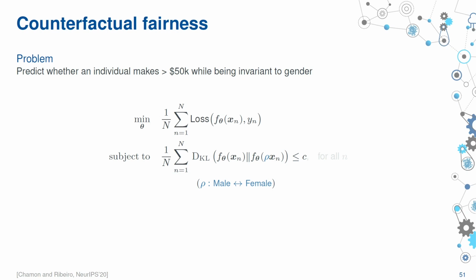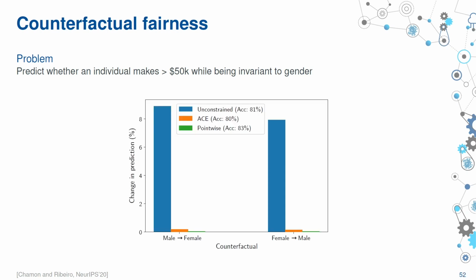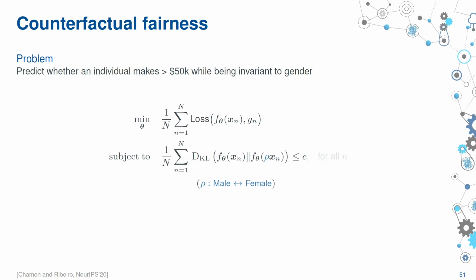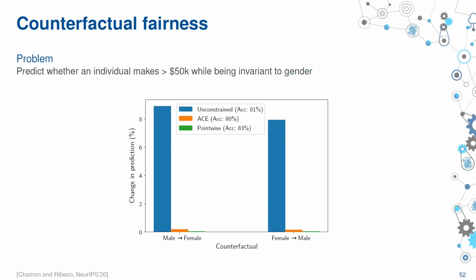And you can do that in two different ways. You can do that at the level of the population average, or you could do that at the level of each individual. So this would be what I call point-wise constraints. This would be population average constraints. And what you see here is that with either technique, we succeed at eliminating this undesirable behavior of changing the merit of the prediction when we change the gender of an individual.